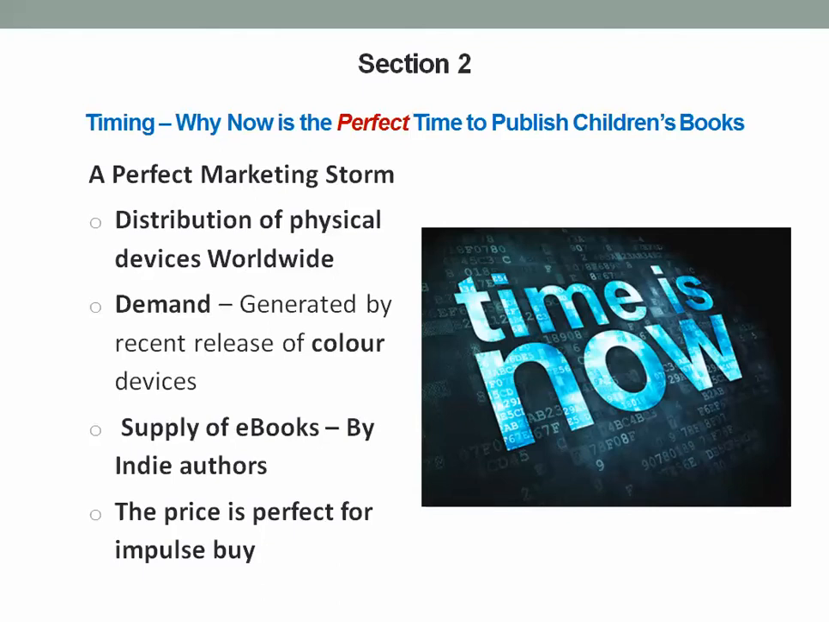We've got distribution of physical devices, I'm talking about reading devices such as iPads and Kindle devices worldwide. We've got the demand. In this case we're talking about children's demand as well as adult demand for ebooks, particularly because of the release of color devices. And then we've got the supply of ebooks, and that is us. We're talking about us as indie authors, indie being short for independent authors.